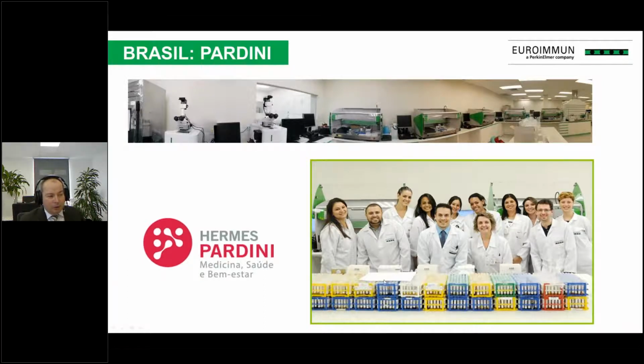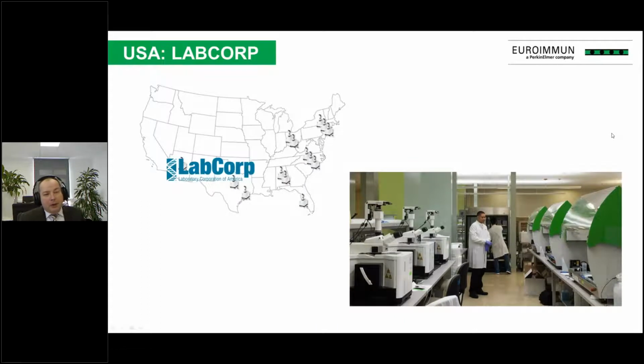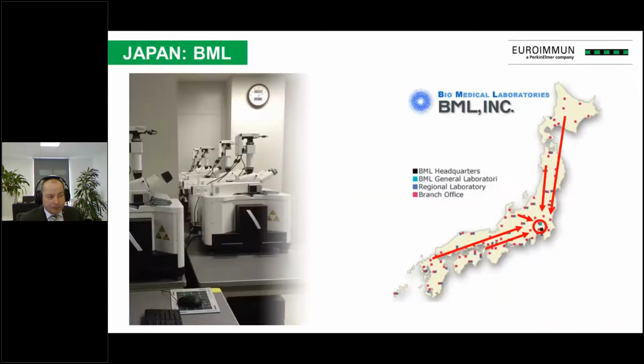You see this daily volume of the samples. And here you can find a picture of the laboratory with two microscopes and several incubation systems. Another example is the largest clinical laboratory chain in the world, LabCorp in the USA. LabCorp uses our system at 8 different sites for more than 2,100 samples per day.